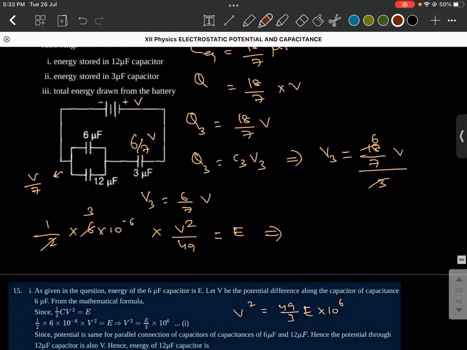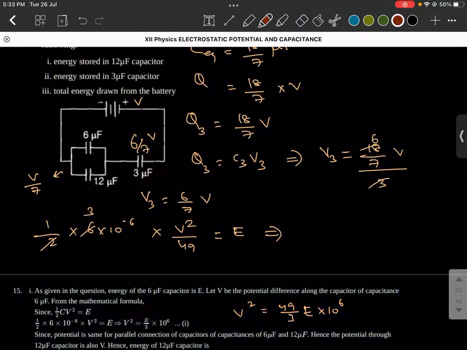Oh, I made a mistake there when I wrote for the 12. We actually got the answer; unnecessarily, I'm doing this again. I'll tell you what mistake I made. So V square is equal to 49E divided by 3 into 10 power 6.